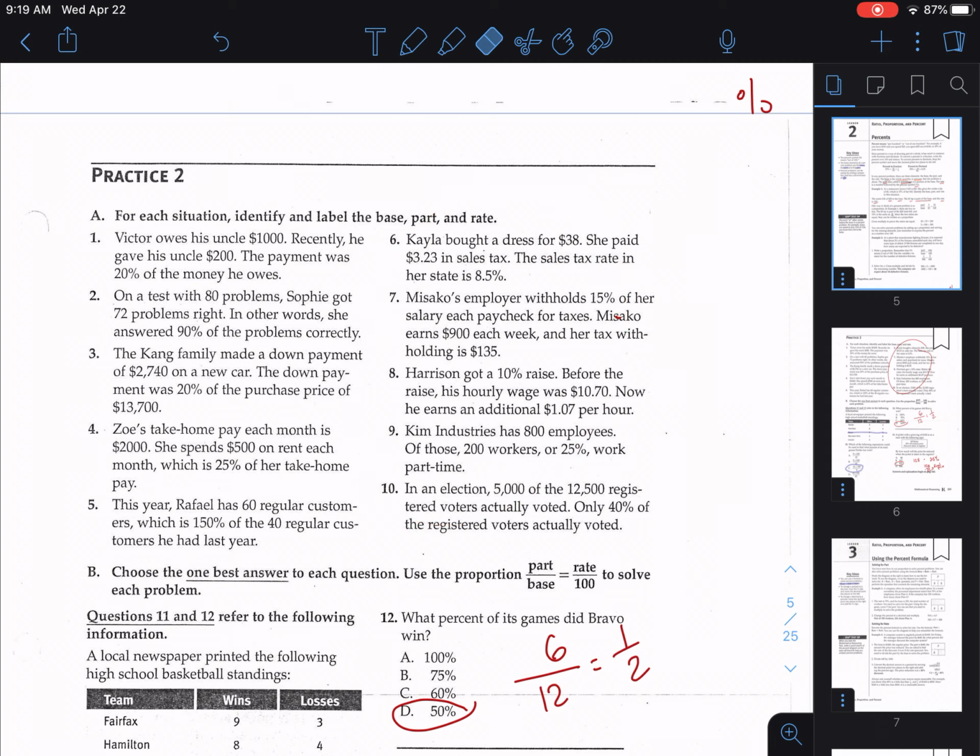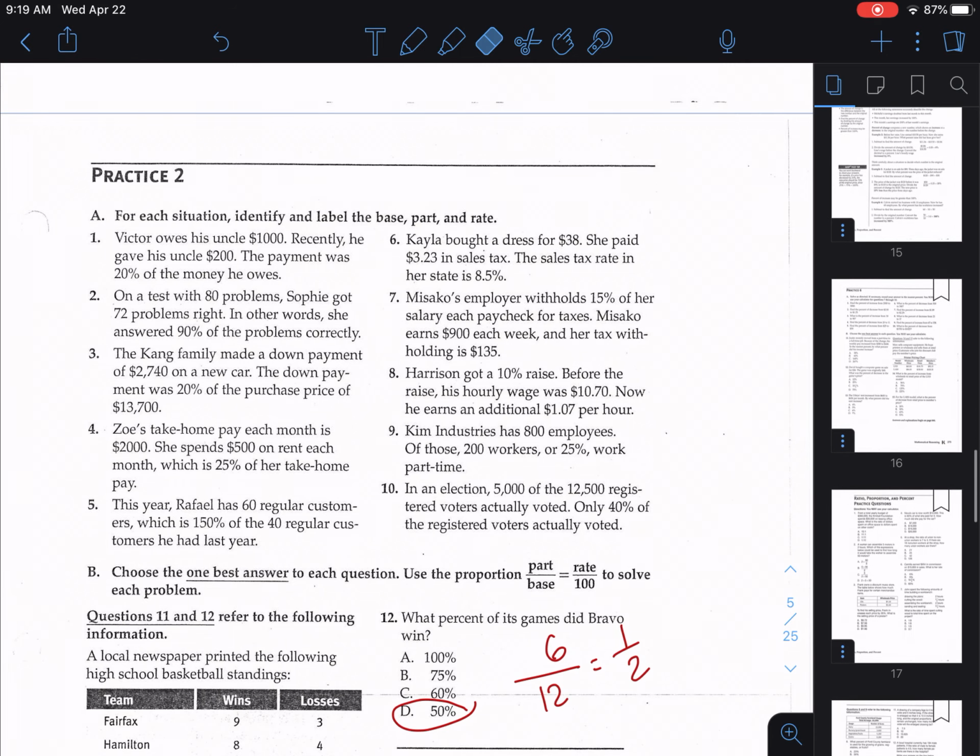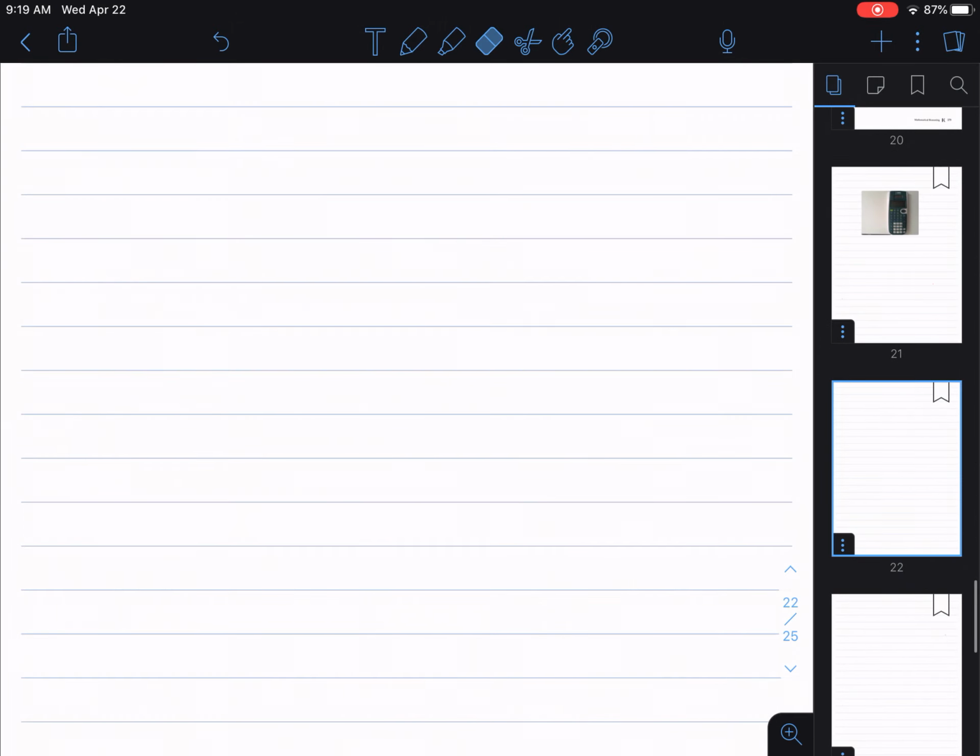So, here on page 265, you have your packet, a calculator, and a pencil. I'm going to move over to just some paper. We are on 265, 6 through 10. Number 6 says Kayla bought a dress for $38. She paid $3.23 in sales tax. The sales tax rate in her state is 8.5.